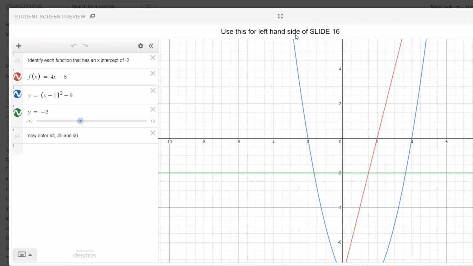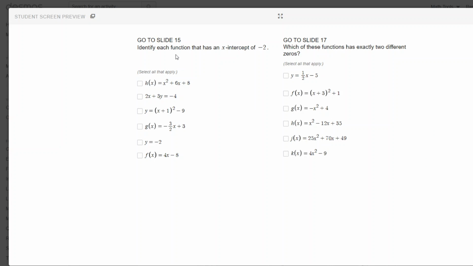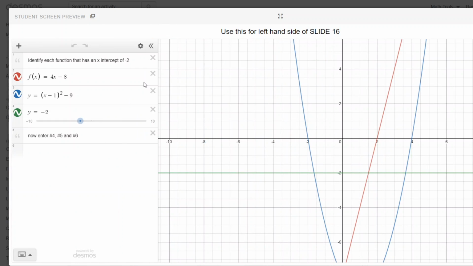Use this for the left-hand side of slide 16. Well, let's just go take a look at slide 16. Identify each function that has an x-intercept of -2. So we got the first 3 typed in, and then there's 3 additional ones. So we'll just look at the first 3, and then you can try the other ones.